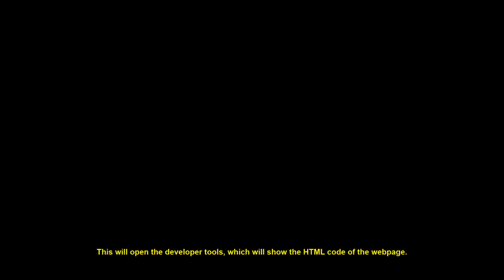This will open the developer tools, which will show the HTML code of the web page. Look for the HTML element that contains the Trello link. It may appear as an anchor tag, usually marked with an A followed by the Trello link URL. Once found, right-click on the corresponding HTML element. Select Delete Element or press the Delete key on your keyboard.